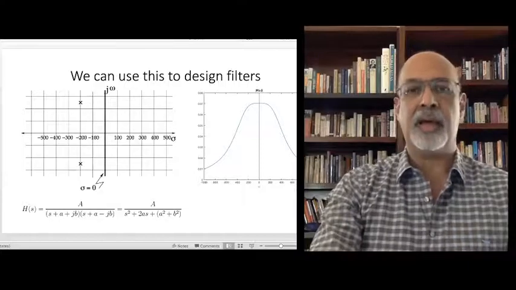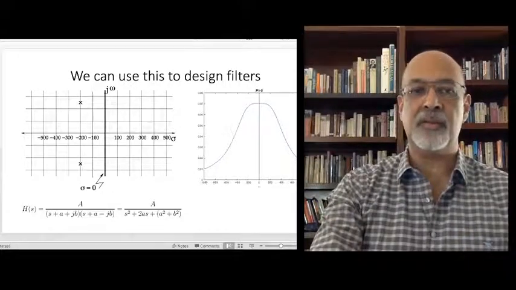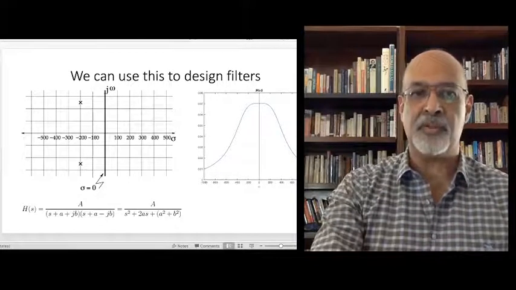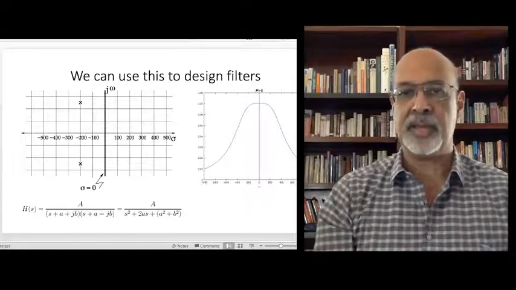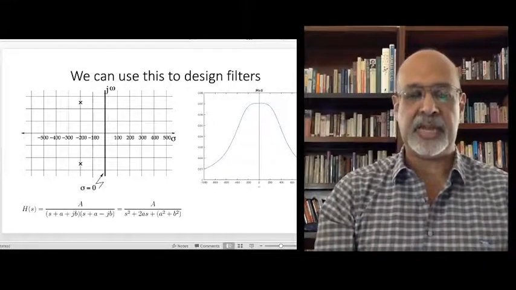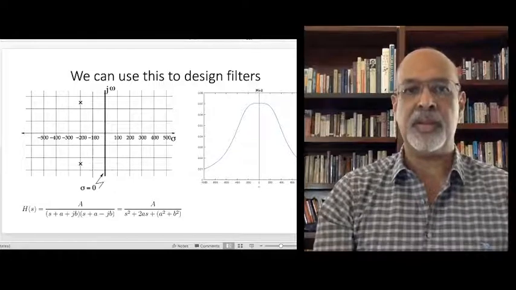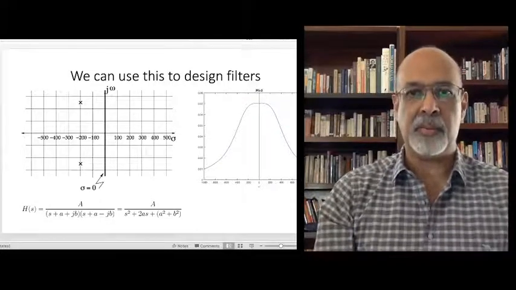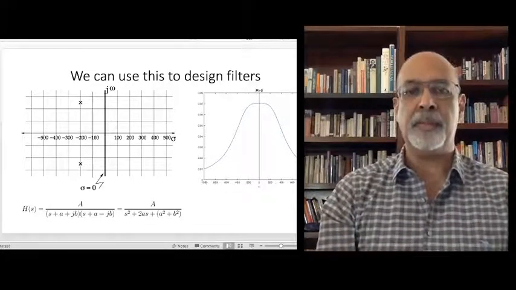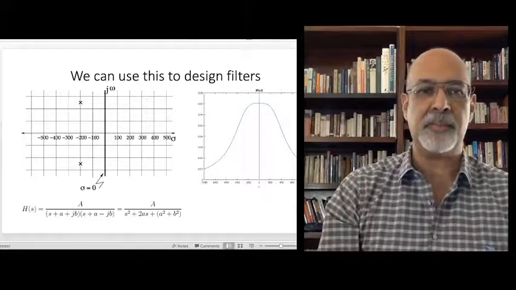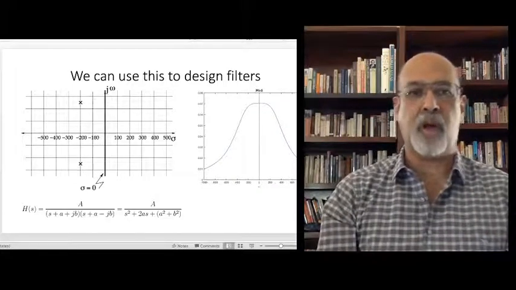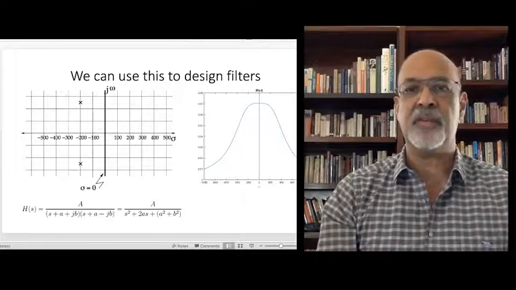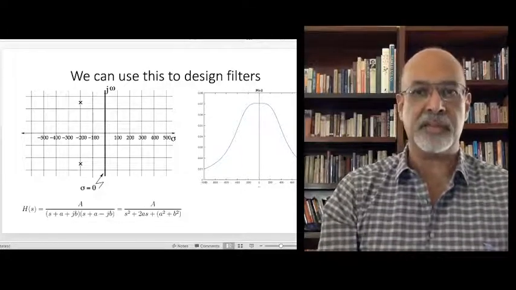One more thing. Notice that because we're restricted to lie on the j omega axis, we can never actually hit any of the poles. Okay? We can come close to the pole and we can move away from the pole, but the way that we have set up here, the poles are all off the j omega axis, so we can never go to infinity in this case, right?